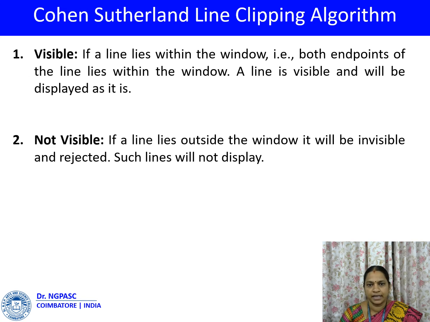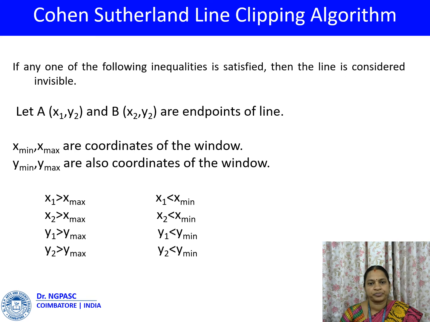In the visible category, if a line lies within the window, that means both the endpoints of the line lie within the window. So the line is said to be visible and that will be saved. The line endpoints are saved, and the line will be displayed on the screen as it is. The second category is not visible. If a line lies outside the window, it will be invisible. That means both the endpoints lie outside the window and they are rejected, they cannot be saved, and the line will not be displayed on the screen.